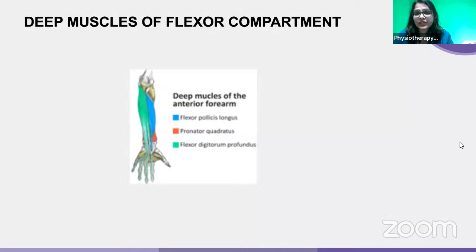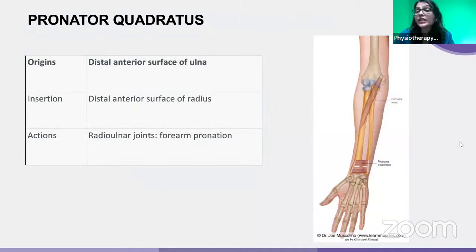Now, deep muscles of the flexor compartment. Pronator quadratus, I have covered that. It is present on the lower aspect, as you can see here. The orientation should be from ulna to radius. Then only it can help in pronation. Its action is forearm pronation.